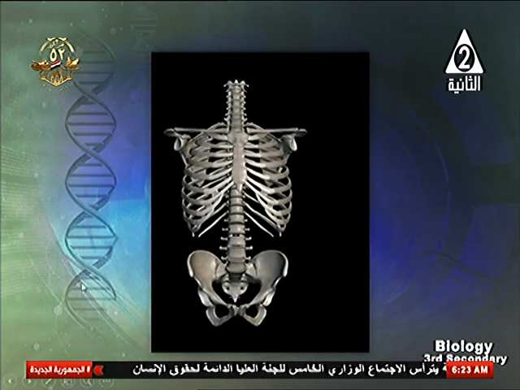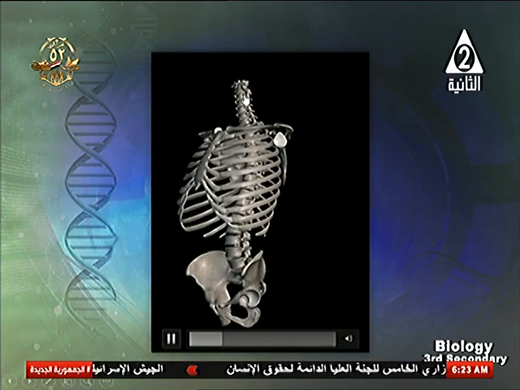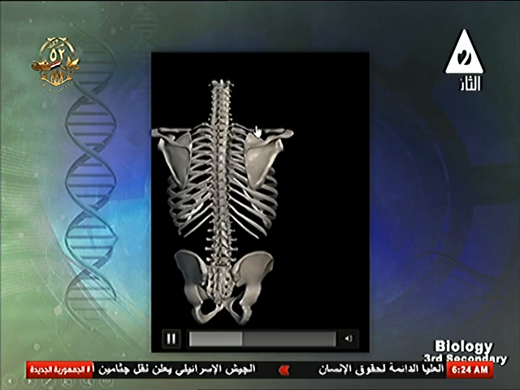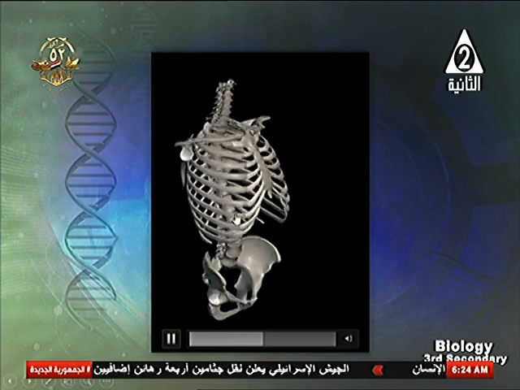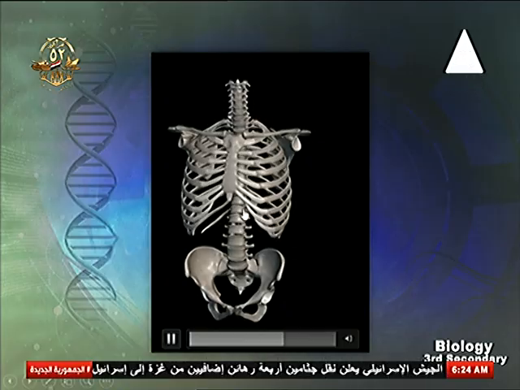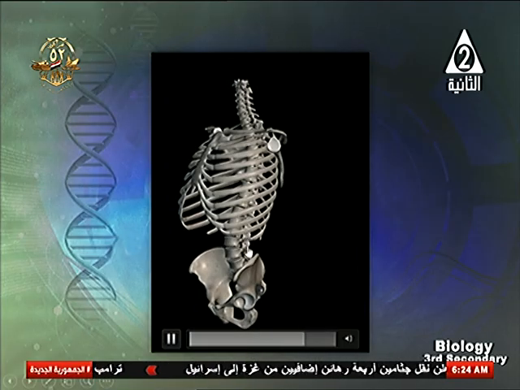This one is the trunk, except the neck. The trunk starts from the thoracic vertebrae up to the coccygeal bones. This is the trunk.